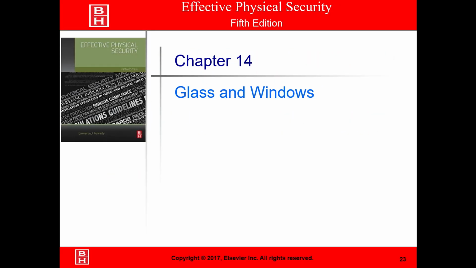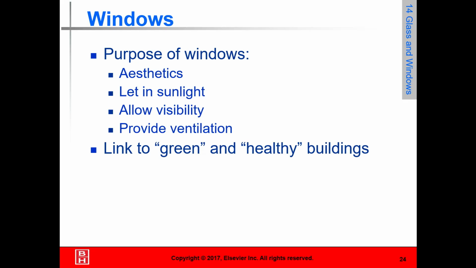Let's take a look at windows. What's the purpose of a window? Some safety, aesthetics, let sunlight in, allow visibility, provide ventilation. You can get different weather durability and thermal performance. Some will block the heat so it doesn't come in, just letting the sunlight through. It's going green, healthier. So these are some of the different things that we want to look at.